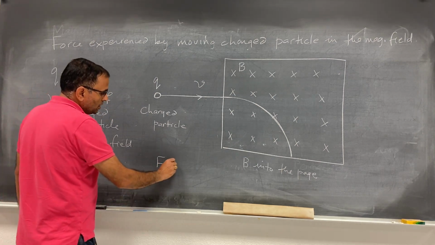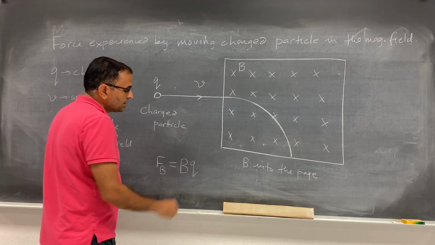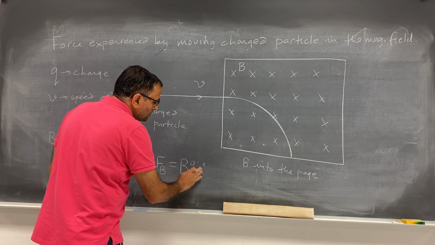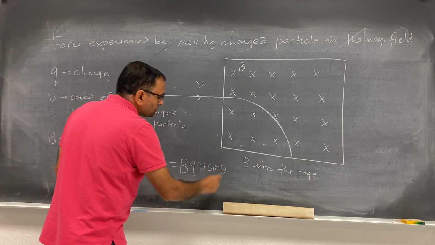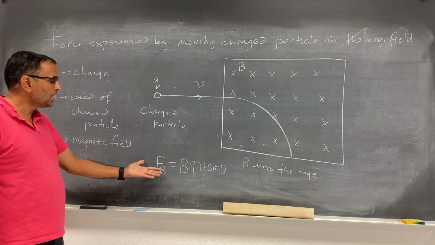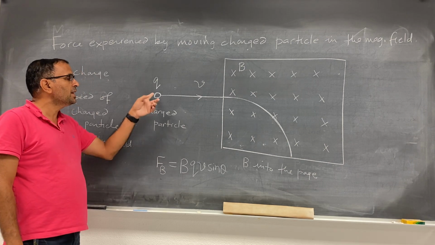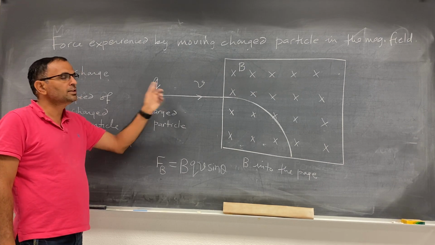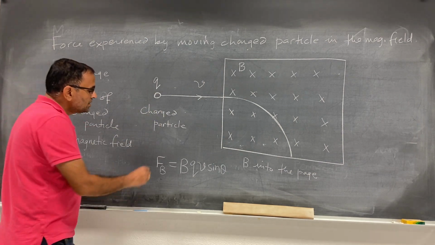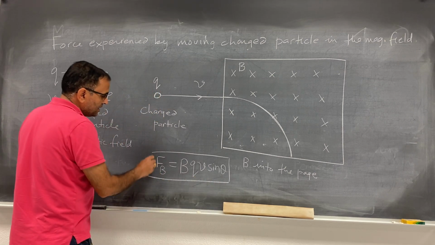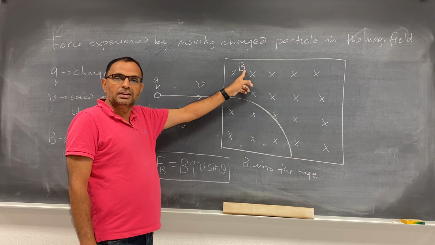This is equal to B, magnetic field, Q charge, V speed, sine theta. This is the formula to calculate the magnetic force. This is the force experienced by this charged particle. In this case it is a proton, but you can do the electron also. So this is the formula. What is theta then? Theta is the angle between the speed V and the magnetic field.